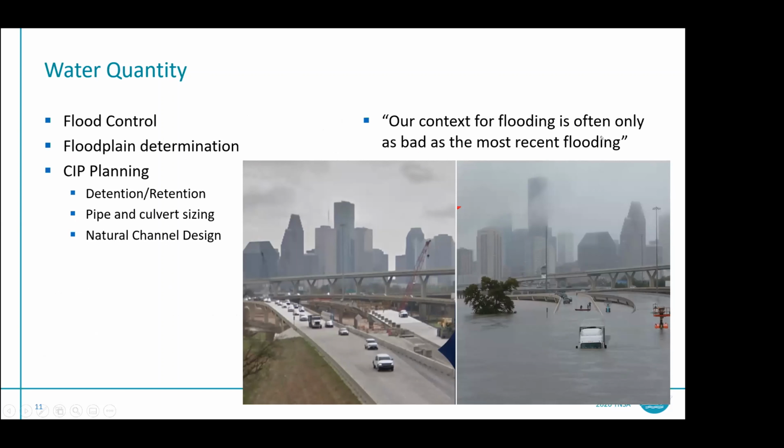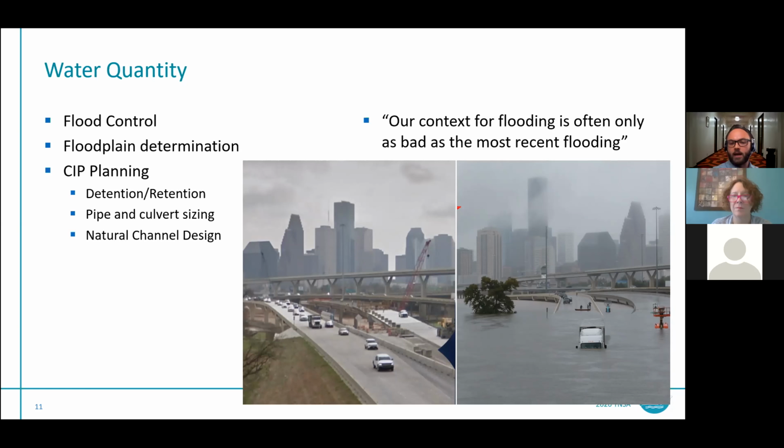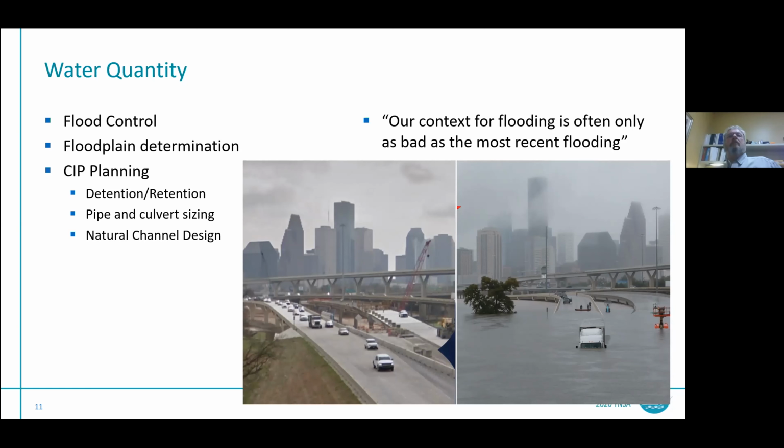Our context for flooding is often only as bad as the most recent flooding. So even if there were worse flooding maybe 20 years ago, you're still thinking about the one that happened 4 or 5 years ago. You have watermarks from that. People recollect it. And the picture here is from Hurricane Harvey. Obviously, that's an extreme event, but no one could have probably foreseen this degree of inundation in the area. So we'll be talking about CIP planning for whether or not we do detention, retention, how to size culverts. That's what we're looking at, is big time structural long-term impacts on basins that we can glean from water quantity.